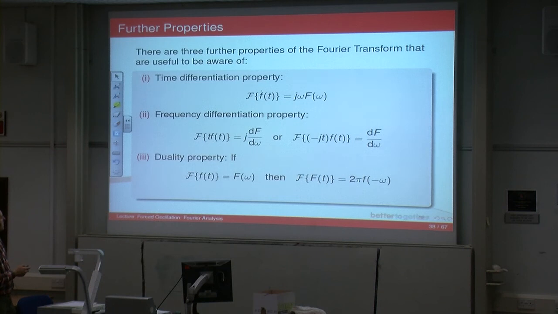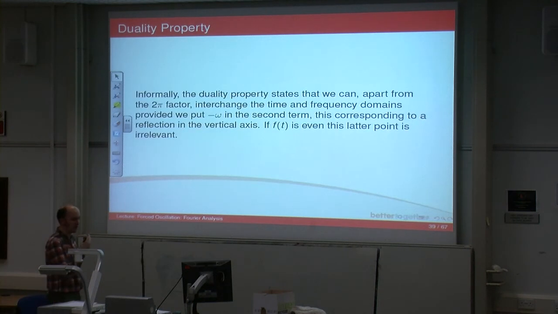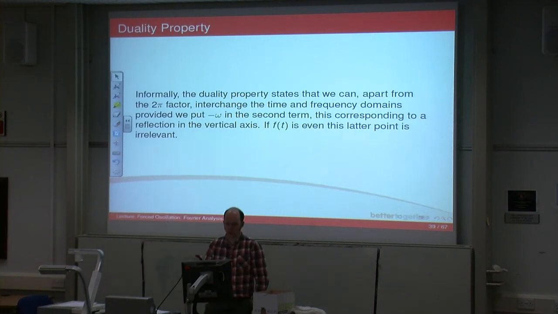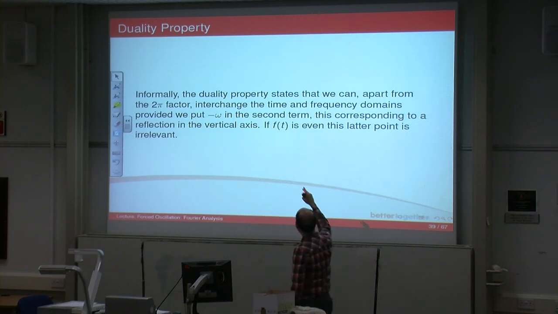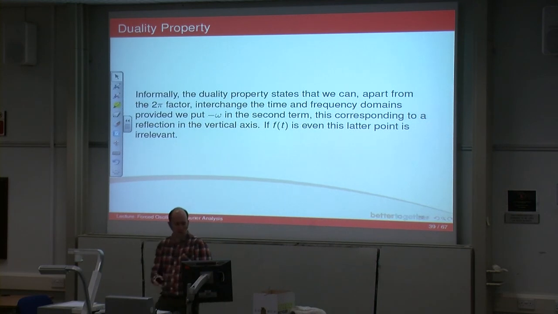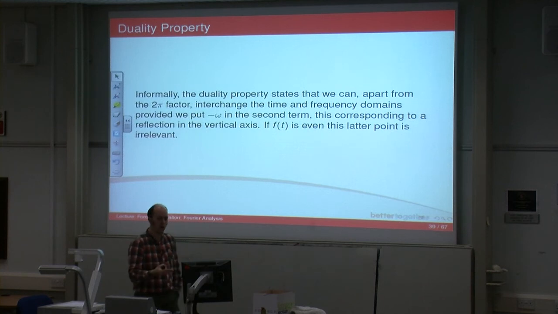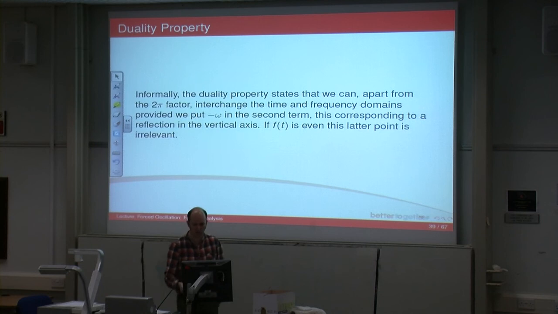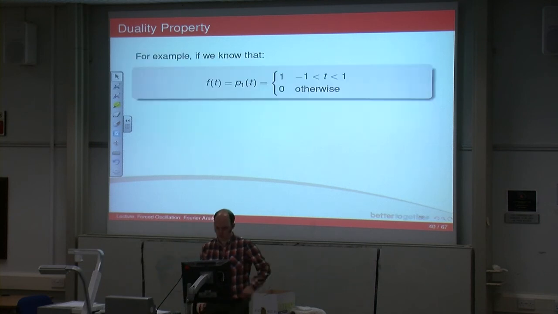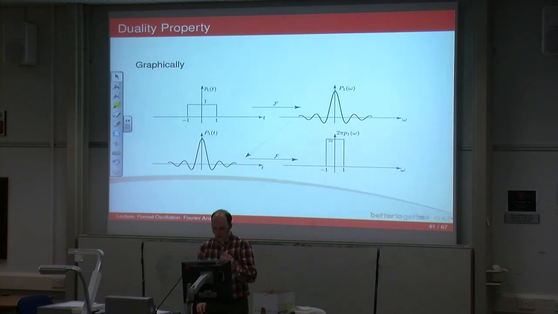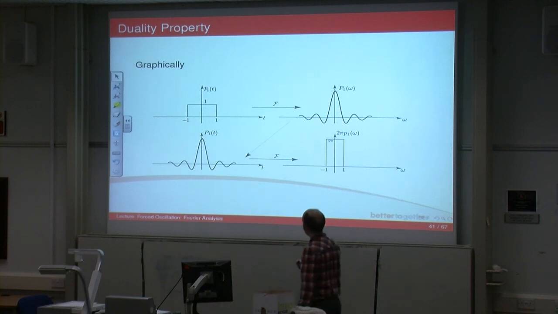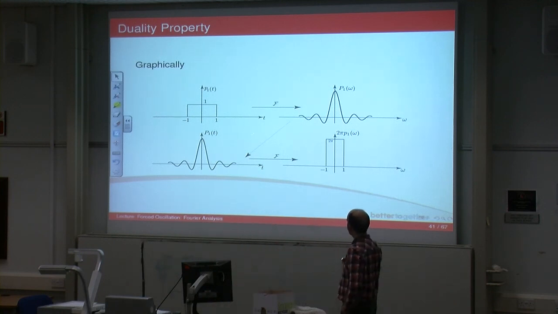So informally, the duality property states that we can interchange the time and frequency domains, with a 2 pi factor, provided we put minus omega in the second term. This corresponds to a reflection in the vertical axis. If f(t) is even, the function in terms of omega is the same as the function in terms of minus omega, so it doesn't really matter. And that's what's happening there. So if you've got a shape that's a sinc function, but in terms of time, you take the Fourier transform, you get the rectangle, but multiplied by 2 pi.